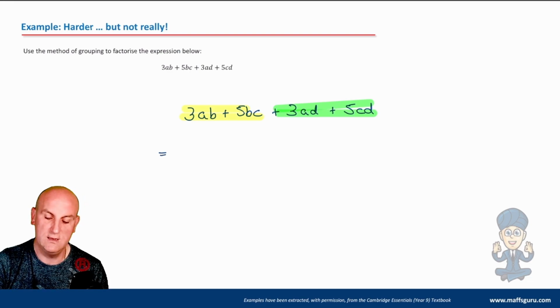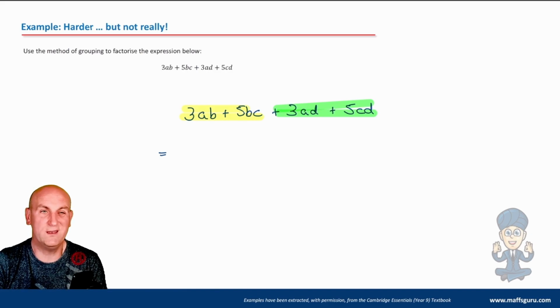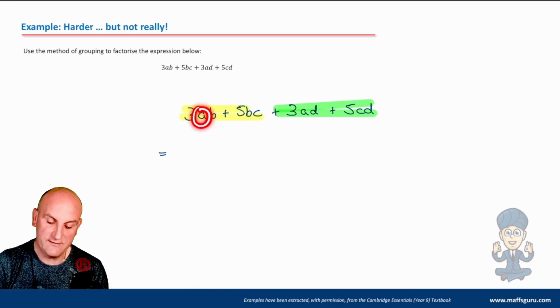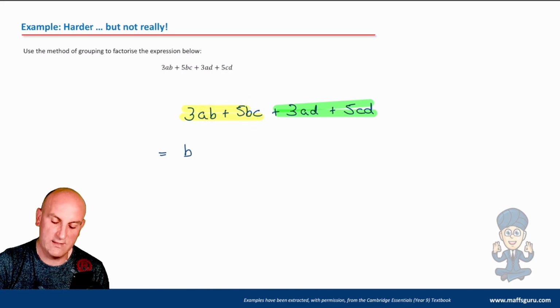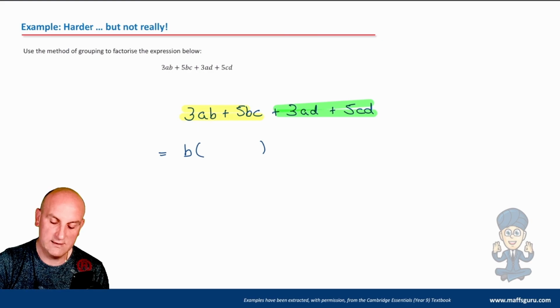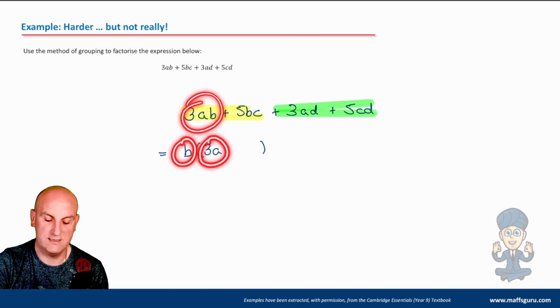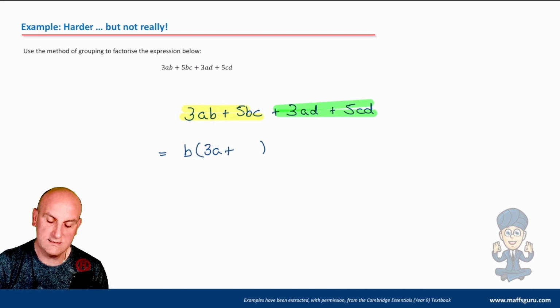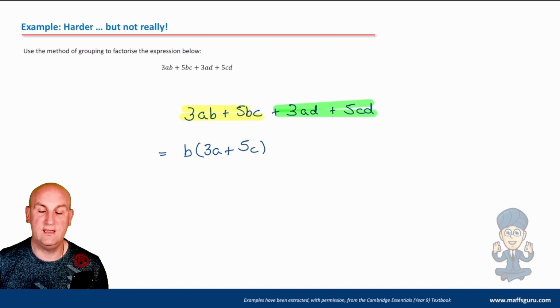If we do the first 2, let's look at the numbers first. The highest thing that can come out of 3 and 5 would be 1, no good to me. Do I have an a in both? No, but I have a b. So the first thing I'm going to do is move out the letter b and do a set of brackets. If the b is moved outside, that b is no longer there, leaving me with the 3a. And if you backtrack or just check, b times 3a is 3ab. I'm going to do plus. Well, if that b is no longer there, we'll be left with just a 5c. And there's my 5c.